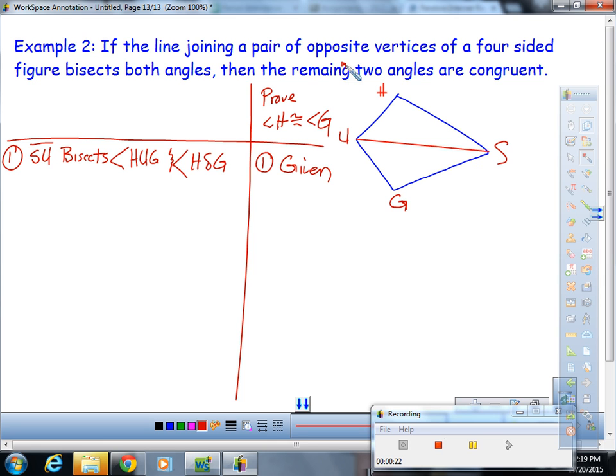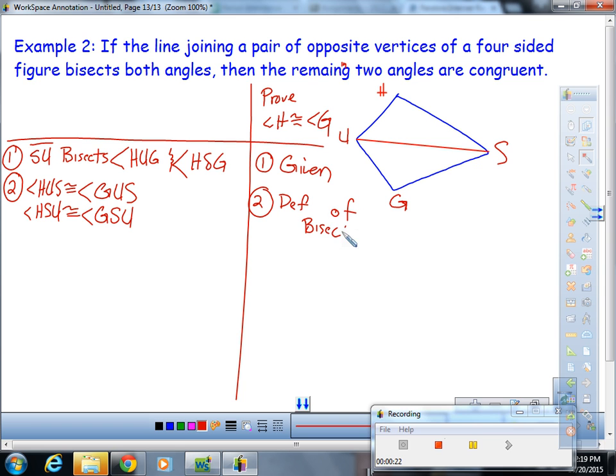All right, this isn't going to be all that bad at all. Okay? The wording was the hardest part. The proof itself is going to be easy. Angle HUS is congruent to angle GUS. And also, at the same time, angle HSU is congruent to angle GSU. And my reason for that is definition of bisect. Okay?